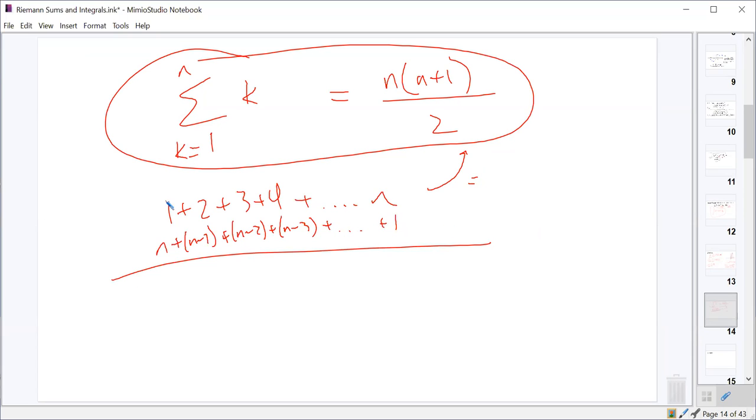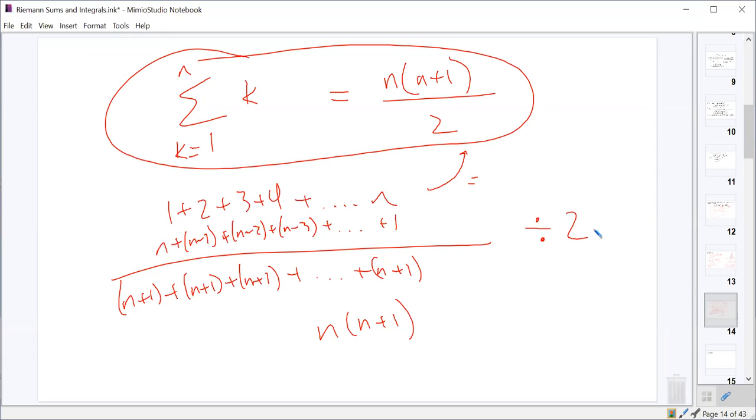And when I add the first ones together, I get n plus 1. I add the second ones together, I get another n plus 1. And the next one, I get another n plus 1. And so on. I get a bunch of n plus 1s. How many n plus 1s did I get? I have 1, 2, 3, 4, 5, n plus 1s, right? This is n times n plus 1. And in order to get just one sum from 1 to n, I got to divide by 2. n times n plus 1 over 2.